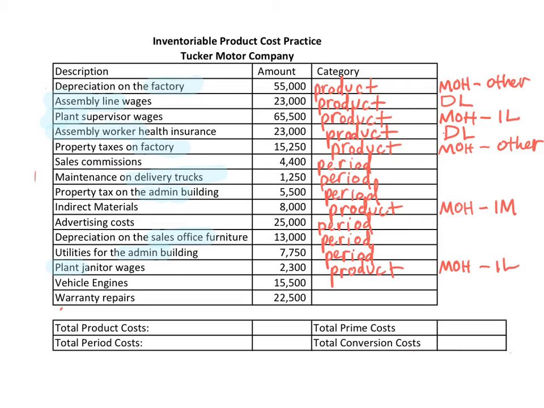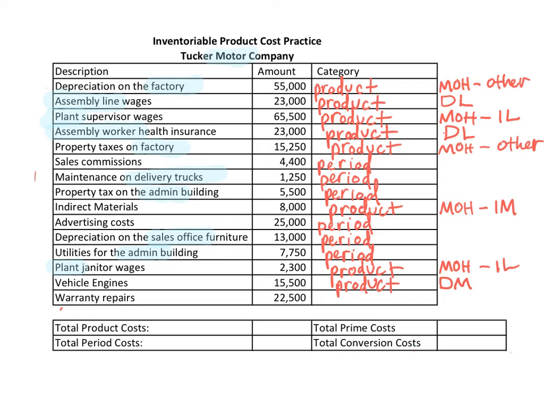Vehicle engines. Now for this one, we need to look and see what kind of a company we're talking about here. And in this example, we are talking about a motor company. So we're building vehicles. So since we are building vehicles, the engines would be one of our components for our inventory. So that is going to be a product cost. And an engine is an expensive component that is easy to track. So that would be part of our DM, direct materials.